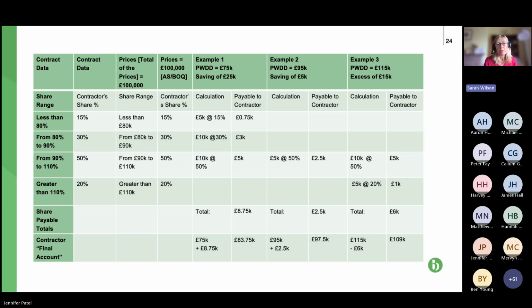The other thing that we need to be careful of is, as I say, reviewing these percentages to make sure that you are happy with them. In particular, what you tend to see is what we've got here. So the gain share for the contractor isn't very high, if the contractor does really, really well and comes really well under target.